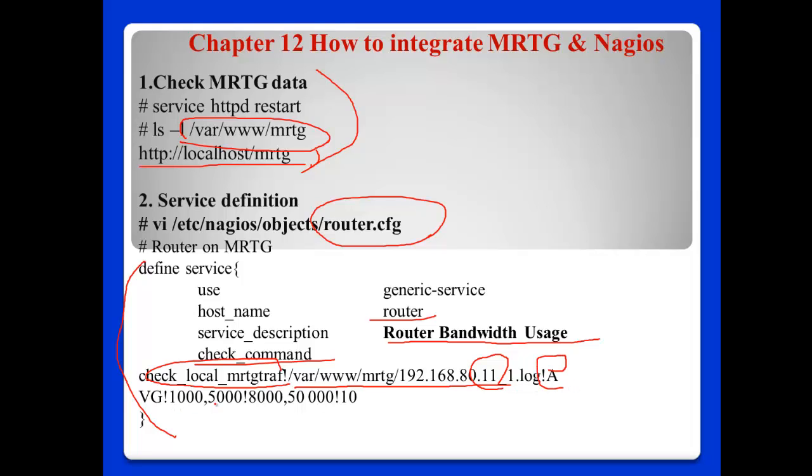and the 1000, 5000 mean 1000 bytes and 5000 bytes, meaning the kilobyte, this one 5 kilobytes. This is the range of the warning message. And the 8000 and the 50,000, this is the range of the critical message. This one will be the expire time.